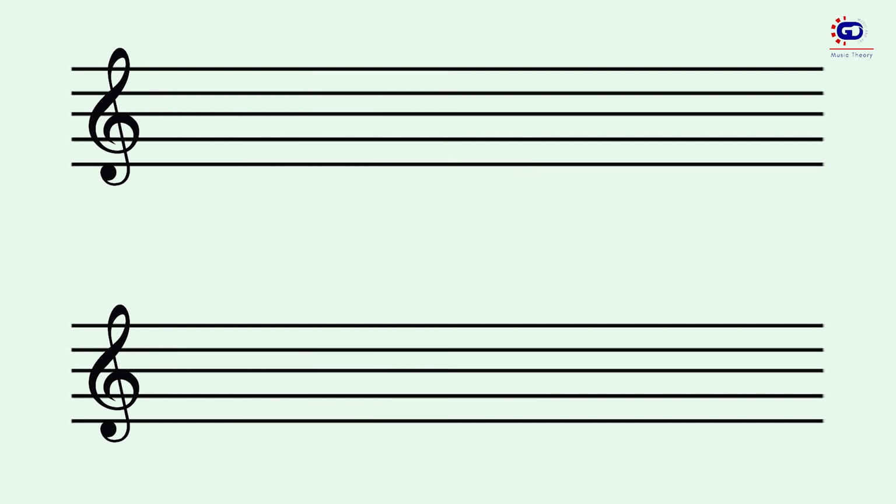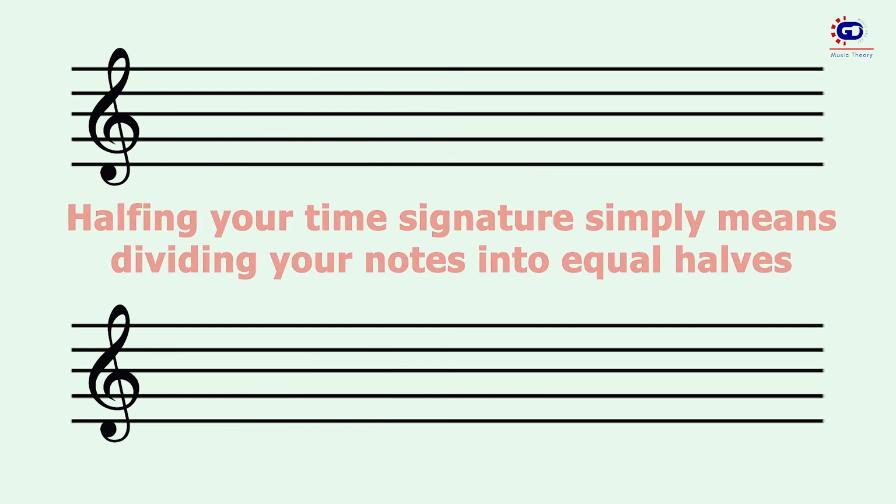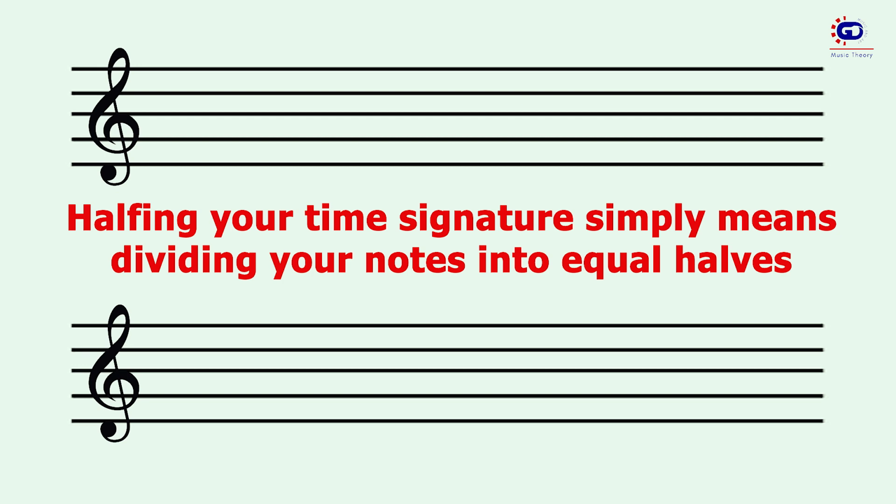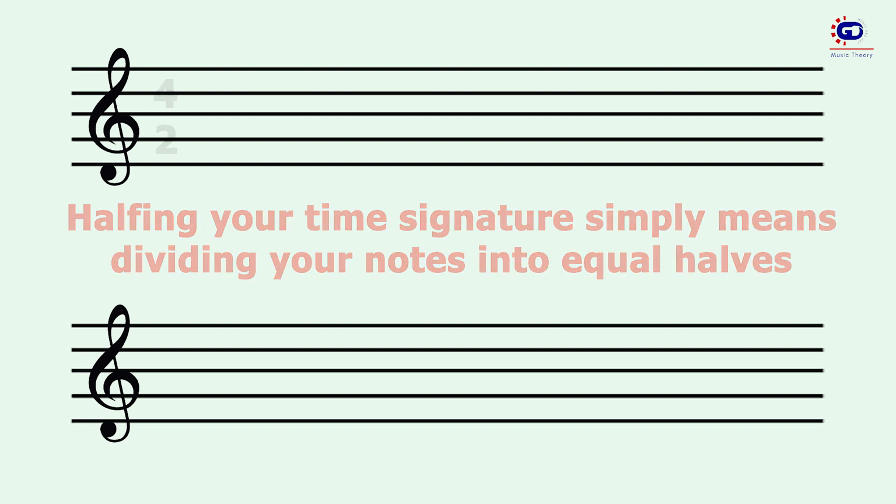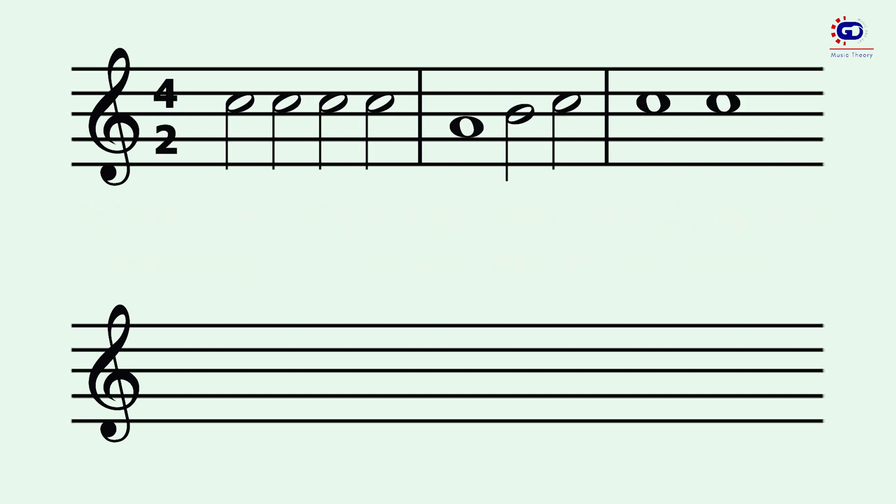Also, you can halve your time signature. Halving your time signature means that you're going to divide the notes into equal halves of the value, just as we doubled the value of that note. So let's take 4/2 time signature, and then we divide it into halves. So 4/2 time signature means we have 4 minims. You can halve the value of this note or this meter. A minim will become a crotchet, crotchet, crotchet, crotchet.